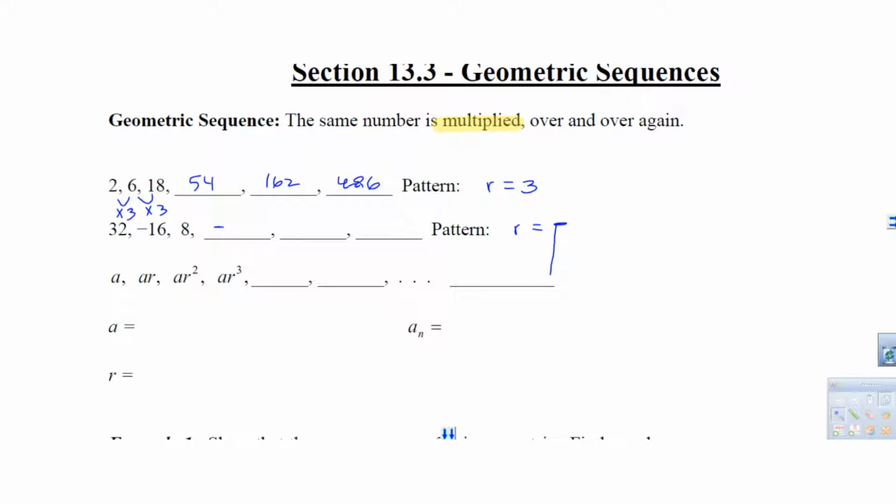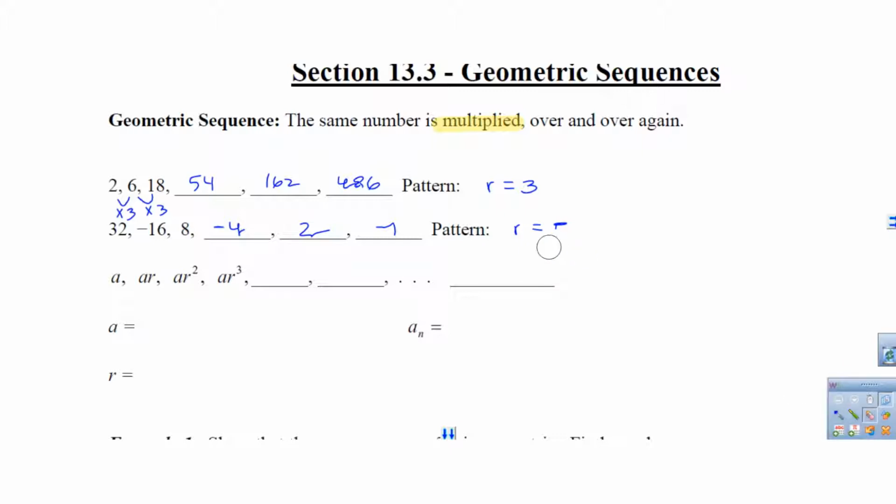Now I notice that the numbers are getting smaller, 32, 16, and 8. What do I do to 32 to get 16? You don't have to tell me multiply. Just tell me what I do. Divided by 2, right? 16 divided by 2 is 8. 8 divided by 2 is 4. 4 divided by 2 is 2. 2 divided by 2 is a 1. So there are your numbers.